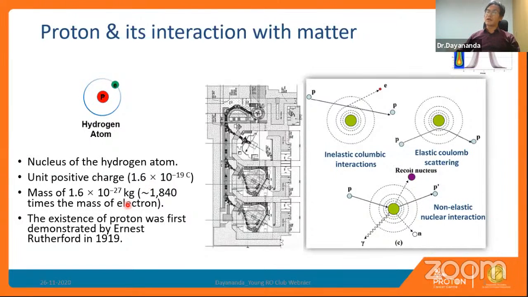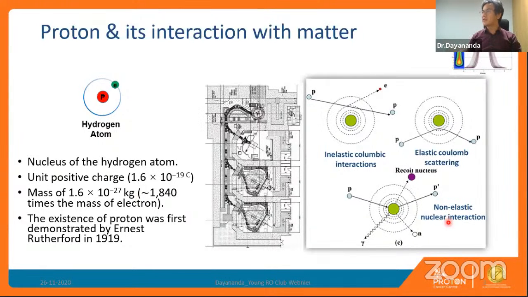There are various ways a proton can interact with a medium, and the three predominant interactions relevant to proton radiation therapy are inelastic Coulombic interactions, elastic Coulombic scattering, and non-elastic nuclear interactions. As you can see from these pictures, in elastic Coulombic scattering, the proton path is just deflected, but there is no loss of energy of the incoming proton. And this has a dosimetric implication in terms of the penumbra. So this will influence the penumbra characteristic of the proton beam.